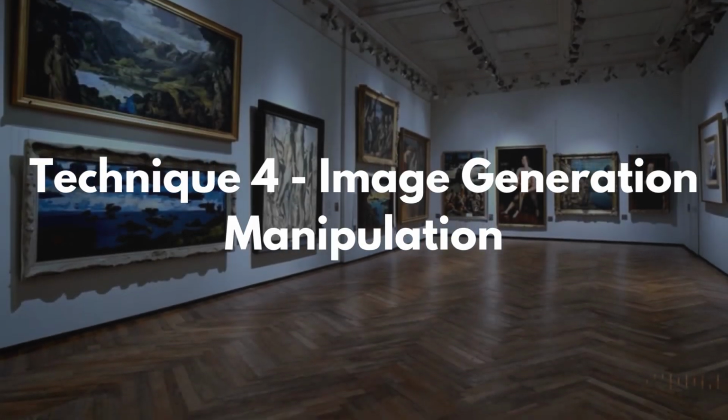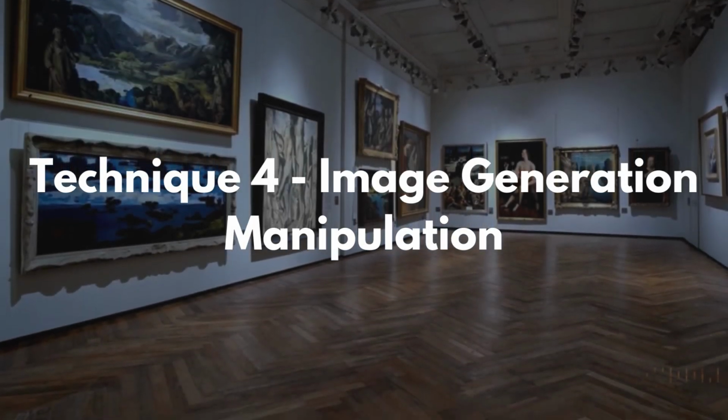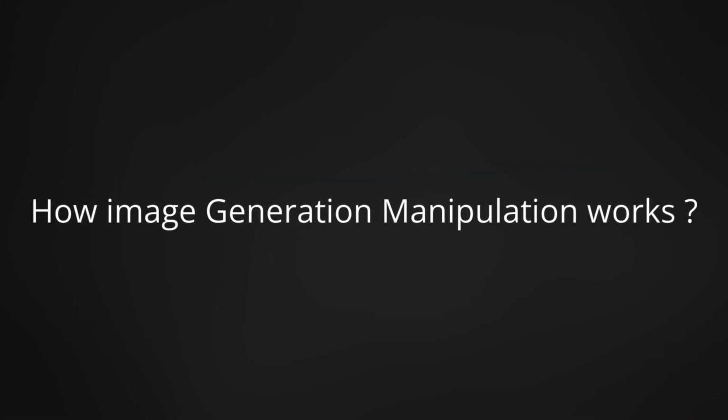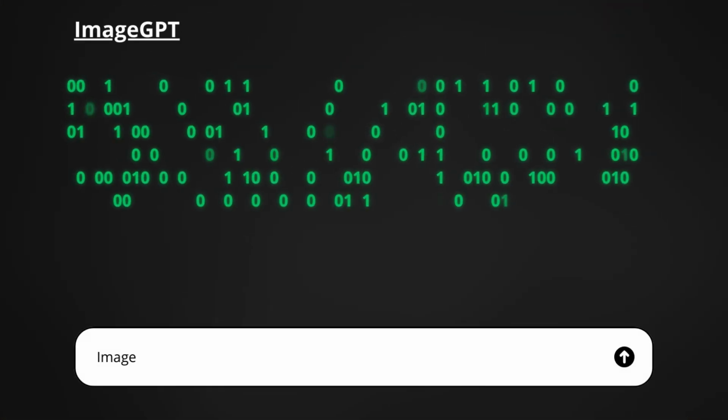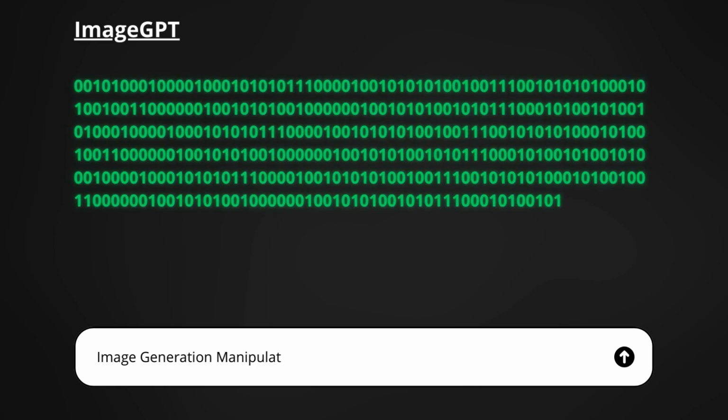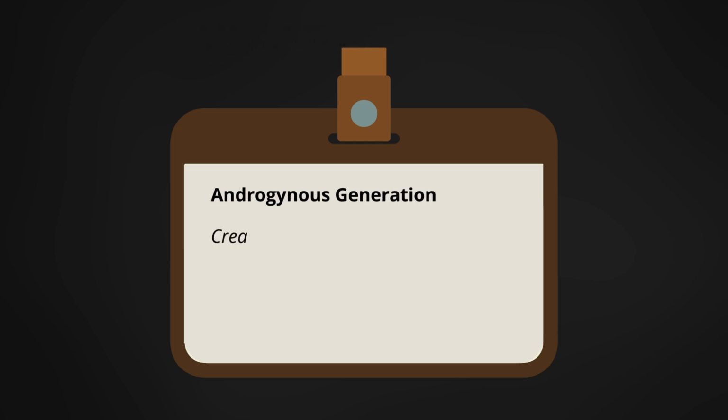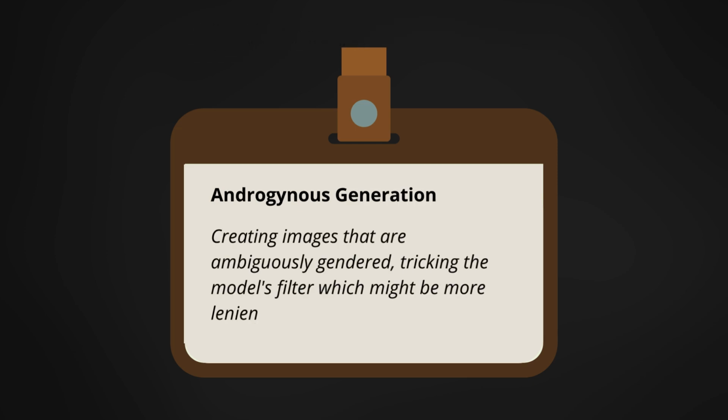Technique 4. Image generation manipulation. How image generation manipulation works. Hackers exploit LLMs' image generation capabilities to bypass filters that block explicit images. They use techniques like androgynous generation, creating images that are ambiguously gendered, tricking the model's filter, which might be more lenient on certain types of images.